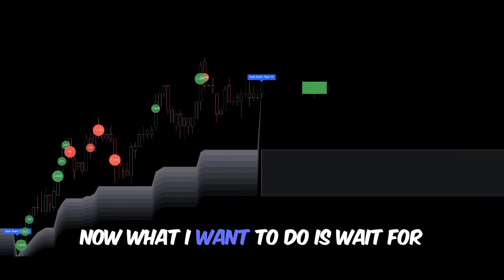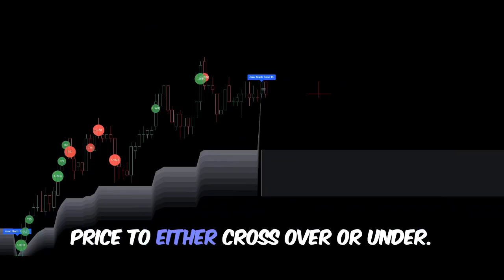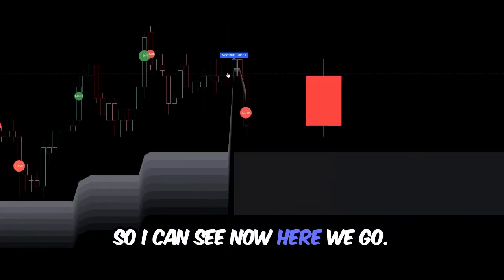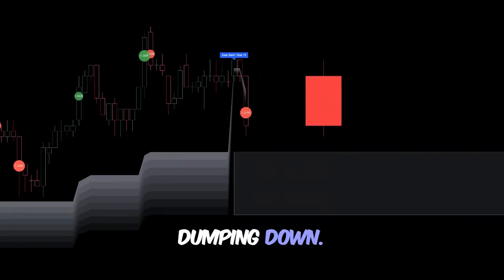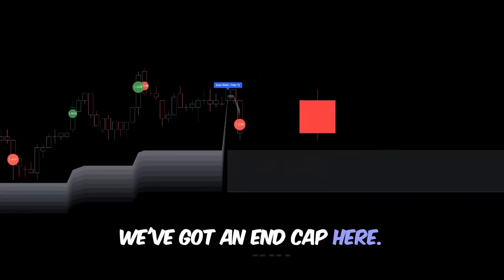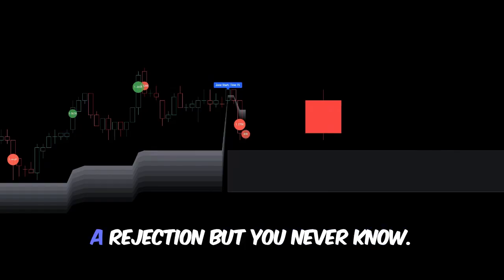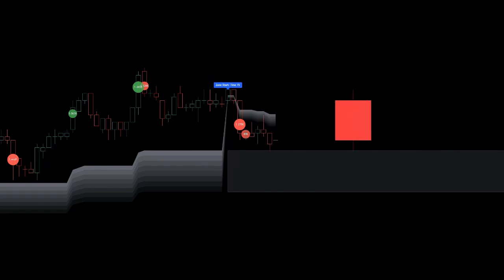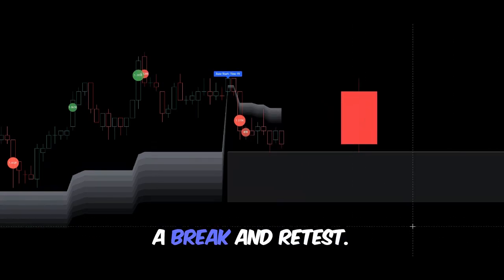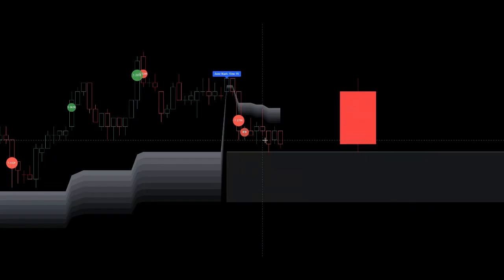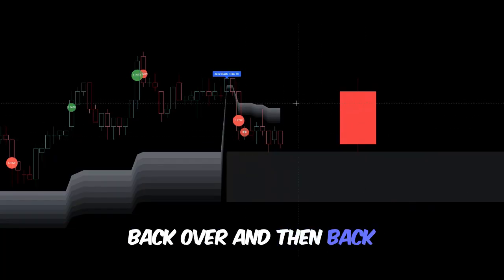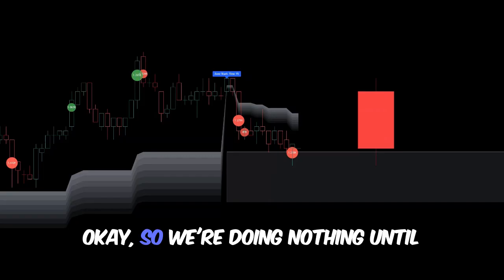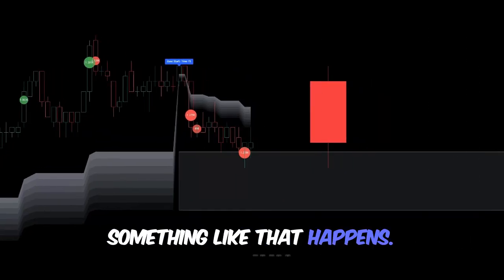these trades. Now, what I want to do is wait for price to either cross over or under, and I'm using hollow candles so I can see. Now, here we go. We're immediately dumping down. We've got a lot of volume. We've got an end cap here, so we're anticipating a rejection, but you never know. And we want it to cross over. So basically, we're doing a break and retest. We want price to cross back over and then retest and then push up. That's what we're looking for right now. So we're doing nothing until something like that happens.